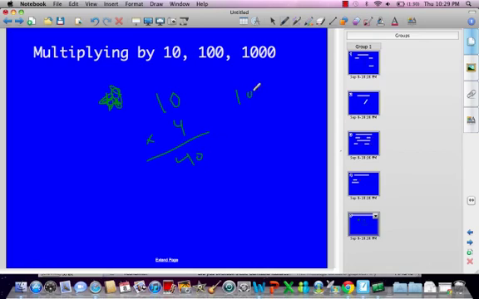100 times 4. That's going to give us 400. And if you notice, I had 2 zeros here, and I have 2 zeros in my product. And then I had 1 zero here in this factor, and I'm going to have 1 zero in my product. If I did 1,000 times 4, how many zeros do you think I'm going to get in my product? Well, it would be 4,000. So I'd end up with 3 zeros there. So you can kind of catch on with what the pattern would look like for all sorts of different numbers.